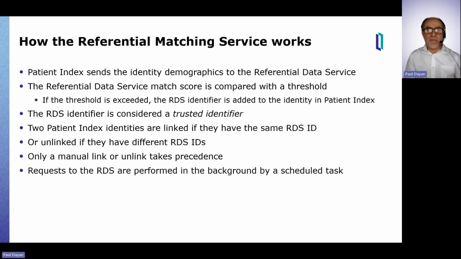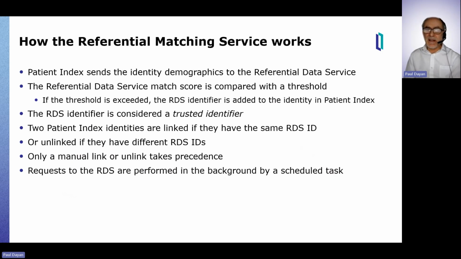So how does it work? When Patient Index receives a new or updated identity from a source system, it makes an API request to the referential data service with those demographics. The referential data service returns a list of matching identities with a match score for each identity. Patient Index takes the result with the highest match score. Provided that the score exceeds a configured threshold, Patient Index takes the referential data service ID from that result and sets it on the source system identity as an RDS identifier.